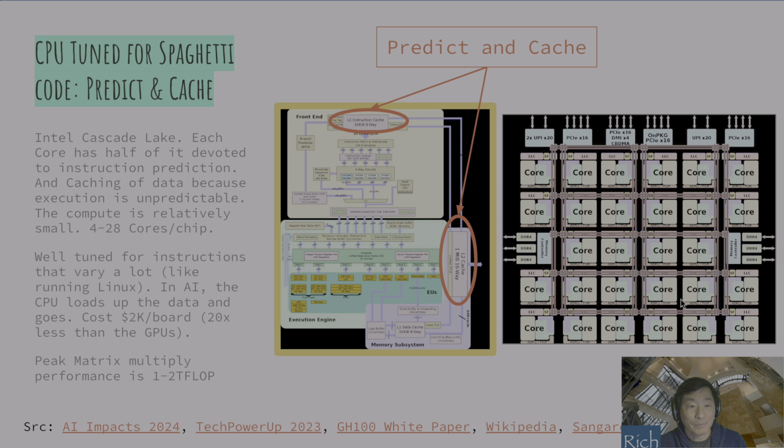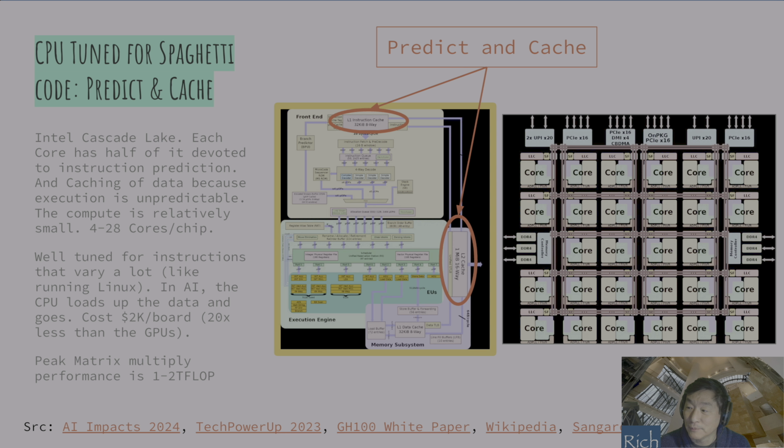Now in AI, what happens is things like these CPU boards are what loads up the data. And the cost is about $2,000 a board. By the way, that's 20 times less than a GPU. And if you look at their ability to just do multiplies, like a GPU, it's about 1 to 2 teraflops, which sounds like an awful lot. And actually, until GPUs arrived, it was an awful lot, but it's not really tuned for that usage. So that's why you see people spending a lot of time saying, well, what is my CPU doing? But really, I want to talk about what the GPU is doing.